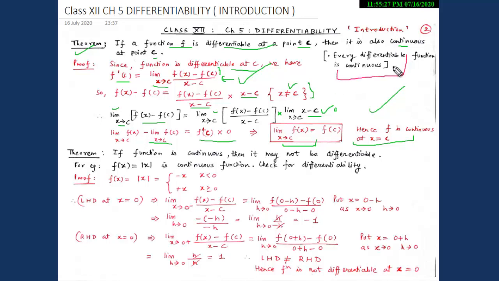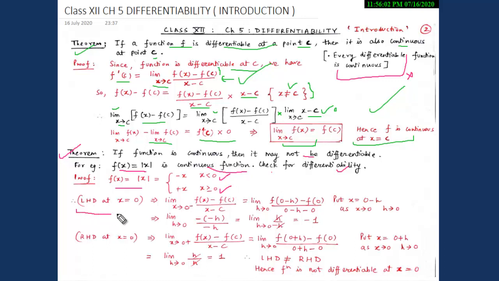But student, vice versa is not true. See, in the next theorem, if a function is continuous, then it may not be differentiable. To understand it, I have considered a function f(x) equal to mod of x, and in the previous topic we have already proved that modulus x is a continuous function. So we will check the modulus x function for differentiability. We know that the modulus function gives us two values, that is -x if x is less than 0 and +x if x is greater than or equal to 0.